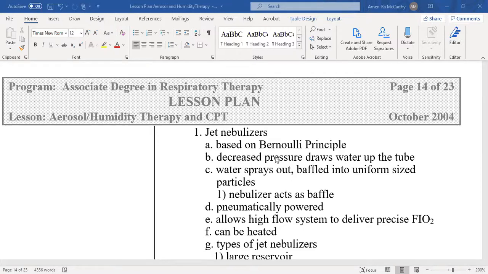So based on the Bernoulli principle, decreased pressure draws the water up the tube, right? The water sprays out baffled. That's what they mean by baffled, because it's down to uniform size particles. And we say uniform size particles are good because if they're too big, what happens? They rain out, or they deposit early, right? If they're too small, what do they do? Go in all the way to the parenchyma, but they never deposit and we breathe it right back out because it's just too small, right?